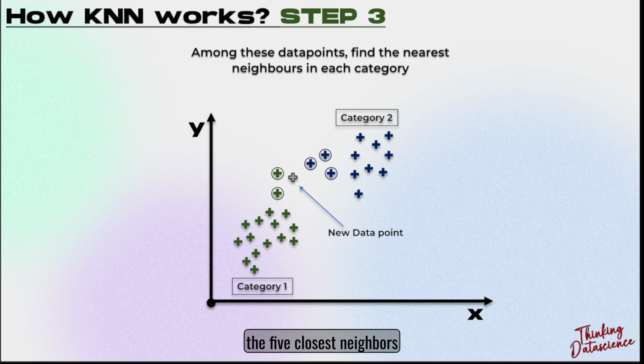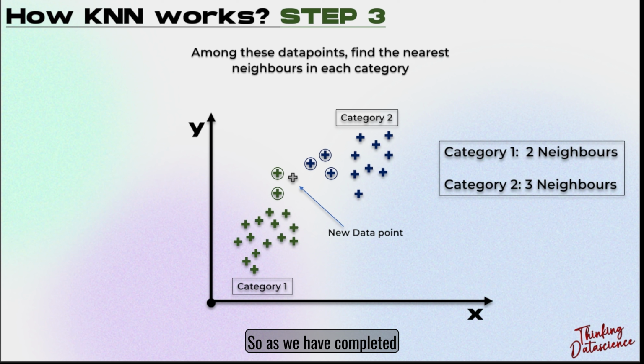Now, how do we identify the 5 closest neighbors of our data point? Well, we can look at the distances and determine which ones are the closest. The closest ones would be the first on the list, followed by the second, third, fourth, and fifth closest. So we have outlined those for better clarity. As we have completed step 2 of the KNN algorithm, moving on to step 3, we need to count the number of data points in each category. So in category 1, we have 2 neighbors over here, and in category 2 we have 3 neighbors. So step 4 involves assigning the new data point to the category that has the highest number of neighbors. So in this case we need to assign it to the blue category.